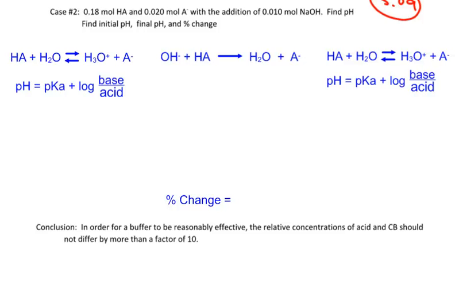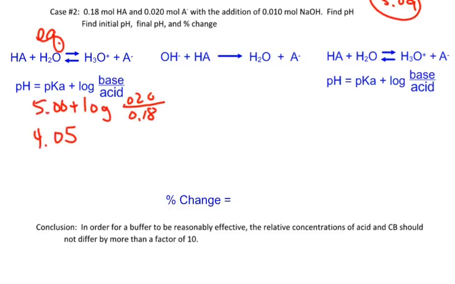Why don't you pause this and do the entire procedure like what I did in case number 1. Go ahead and do that on your own. Pause this and work it out. All right, how did you do to find the initial pH? Did you get an initial pH of 4.05? Notice, because you have much more of this weak acid than you do of your conjugate base, that the pH dropped to acidic level. All right, if you haven't done so, let's go ahead and do your stoichiometry.